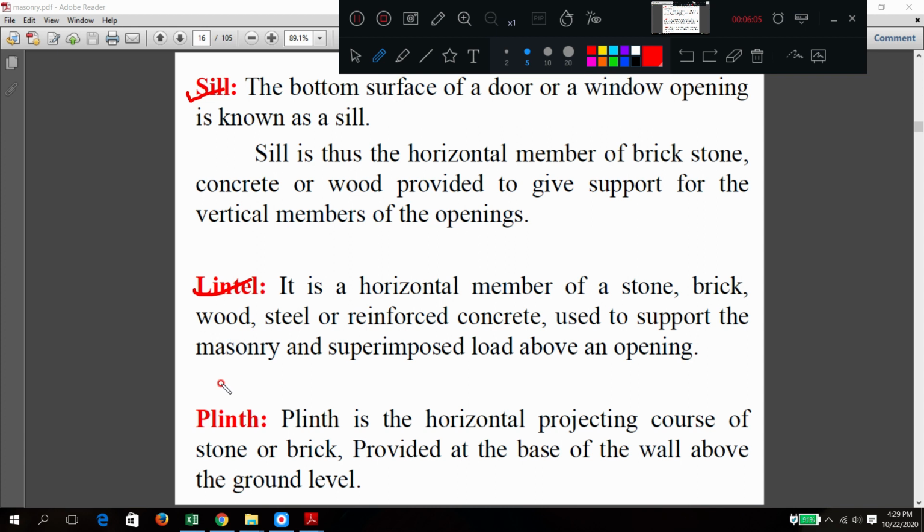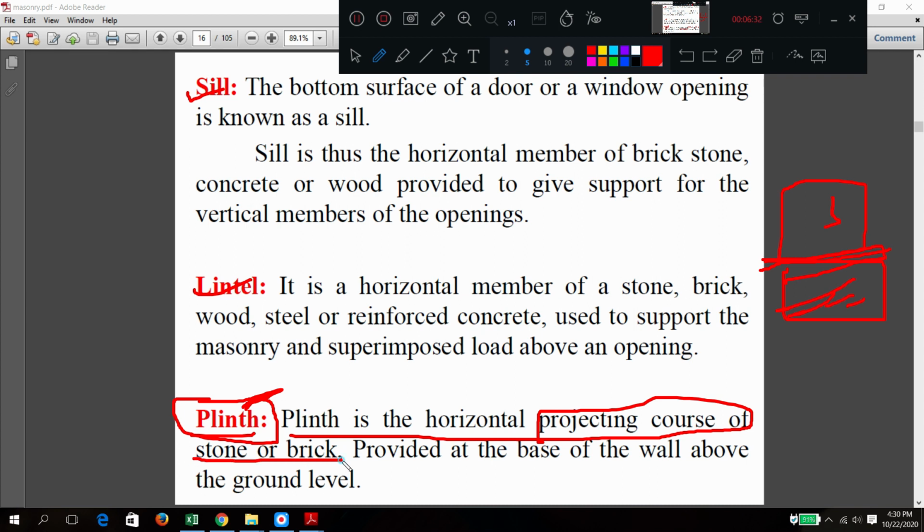Sill, lintel, plinth. Plinth is, I think, the course just coming above the foundation. So this is the foundation part, and above the foundation and just below the superstructure, it's generally called plinth. Plinth is the horizontal course of stone or brick provided at the base of the wall above the ground level. So this is the ground level, above the ground level. For sill and lintel, we will see the diagram first.